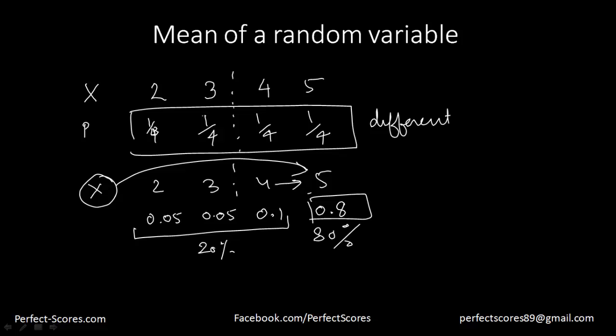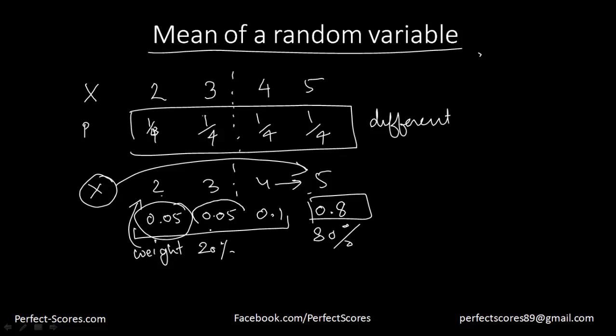This is how we try to find the mean of a random variable using these properties. Now what are these probabilities? They are nothing but the weights assigned to these random variables. The more the probability, the more is the weight assigned to that number. So in that case, let me just clear this up.